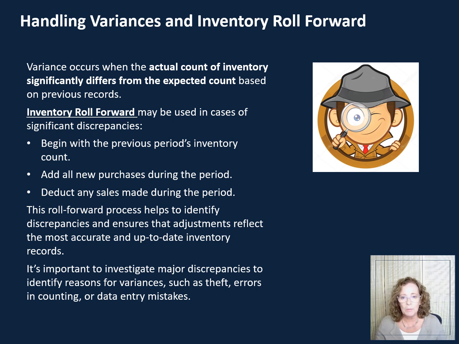One tool accountants use to investigate variances is the inventory roll forward method. It's like retracing your steps. You start from the last count, add new purchases, and subtract the sales. This helps to see where things might have gone astray. But don't panic. A variance is an opportunity to learn. Was there an error in a recording? Did an item get misplaced? Tracking down these inconsistencies is a detective mission. And as accountants, we're pretty good at solving mysteries.